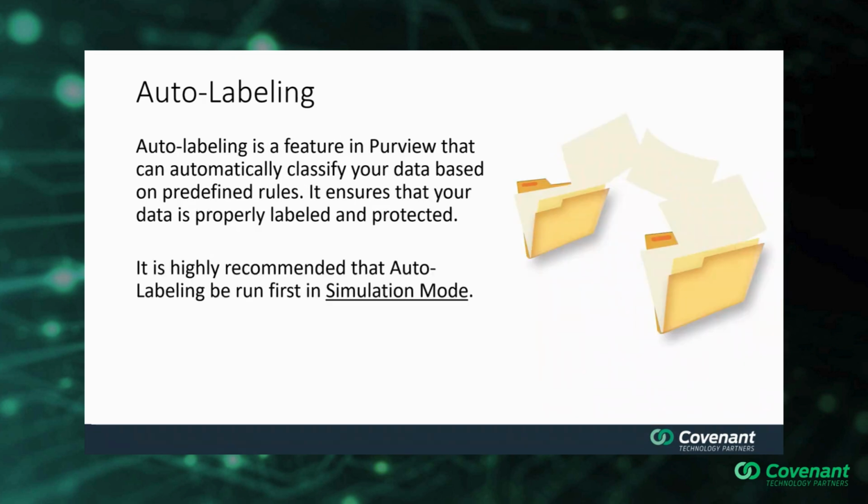Auto labeling is a feature in Purview that lets you automatically classify your data based on predefined rules. It ensures that your data is properly labeled and protected, and it is very highly recommended that auto labeling be run first in simulation mode. This will help your organization ensure that auto labeling has gone through a full test cycle and has been refined accordingly to ensure that false positives are properly eliminated and that user impact can be assessed prior to pushing auto labeling into production.